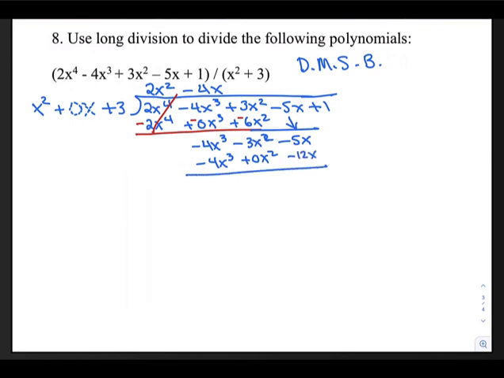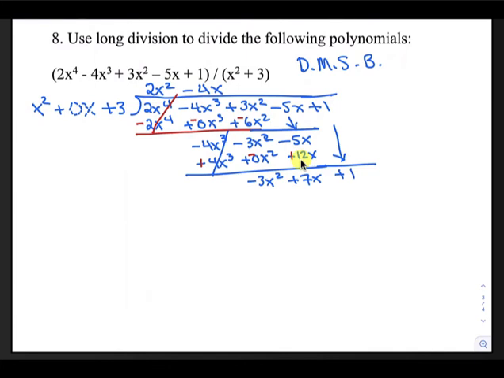We'll draw a line, and now we're going to subtract. When we subtract the negative, it becomes positive. We're going to be subtracting the 0, and when we subtract the negative 12, that also becomes positive. The result is going to be the 4x cubes canceling out. Negative 3 plus 0 or minus 0 is still going to be negative 3x squared. And then negative 5 plus 12 is going to be positive 7x. Then we'll go ahead and bring down the positive 1.